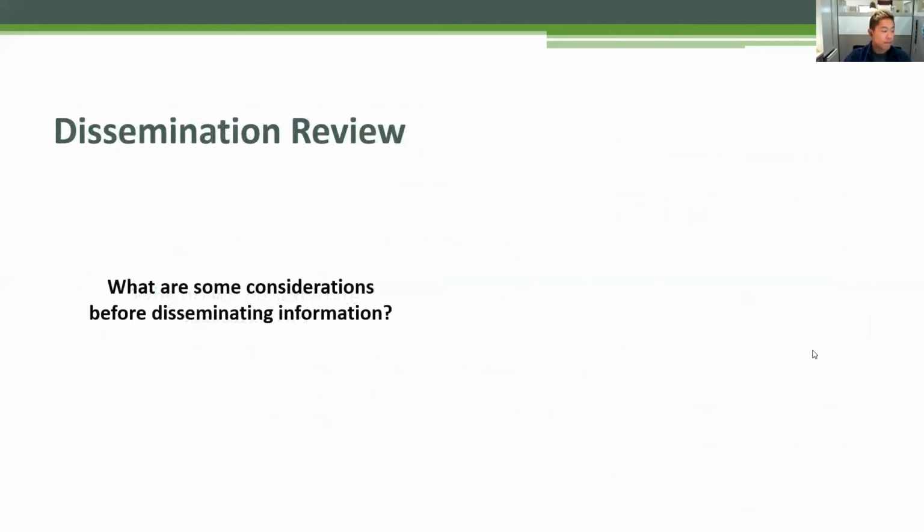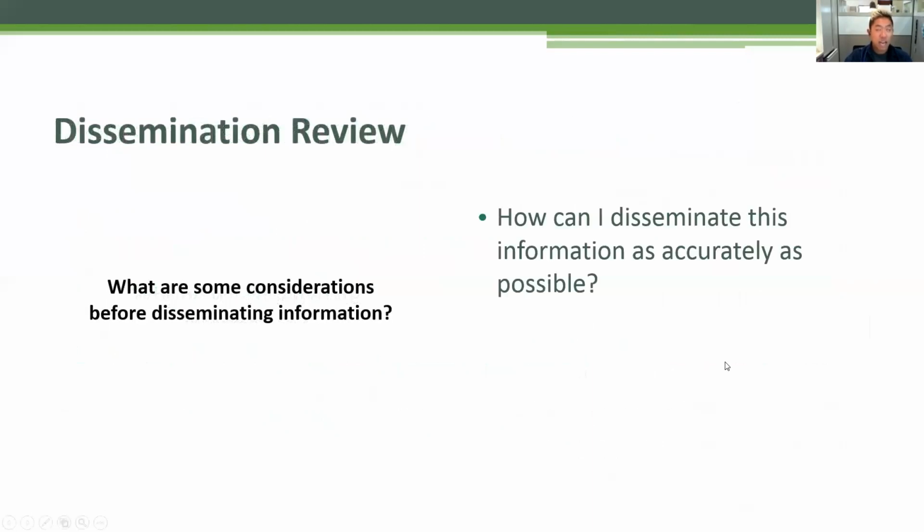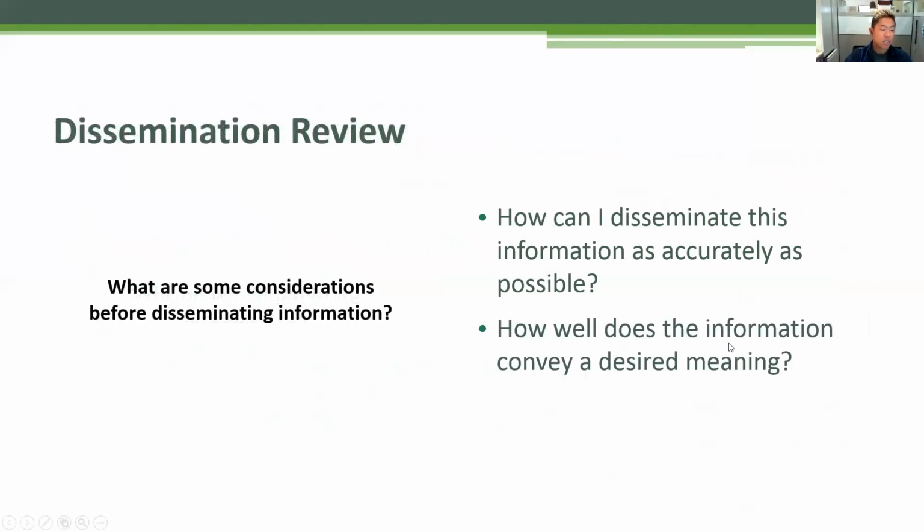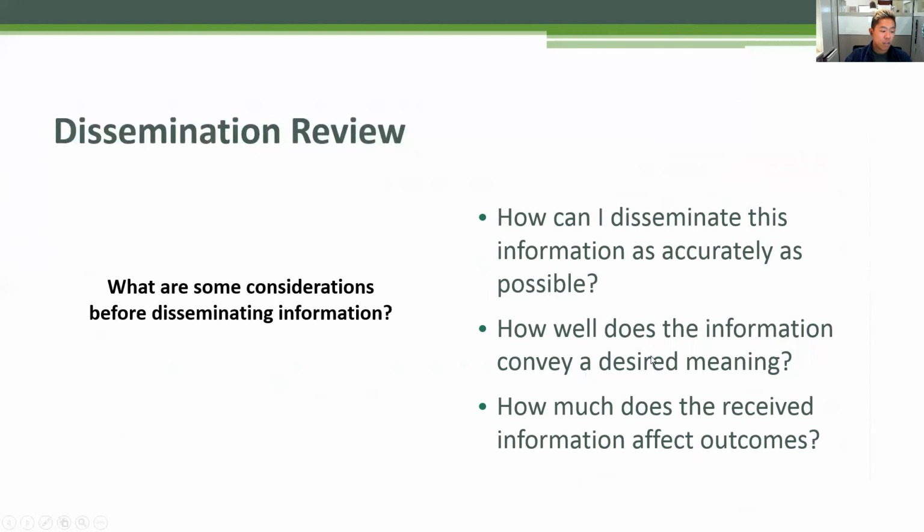What are some considerations before disseminating information? How do I share this information as accurately as possible? So that's going back to having strong data and reliable analysis. How well does this information convey a desired meaning? Getting your ultimate bottom line out there. And how much does received information affect outcomes? So stakeholder engagement and deciding future actions of the program.